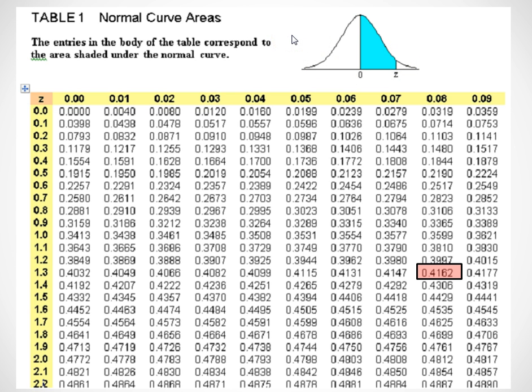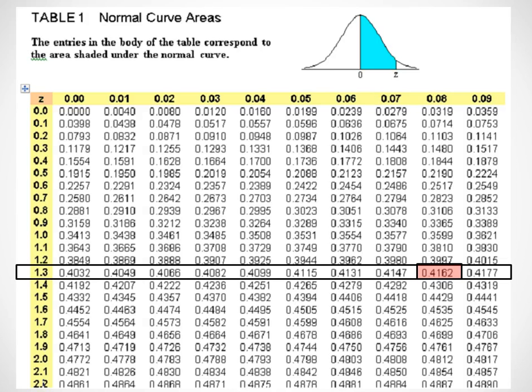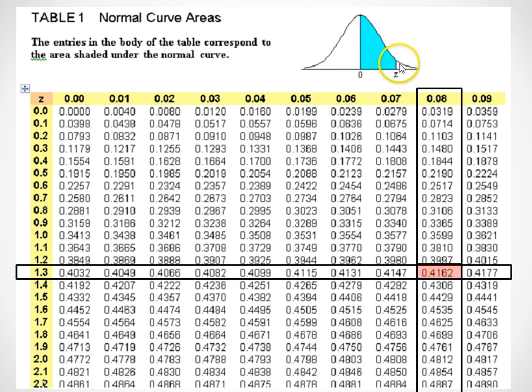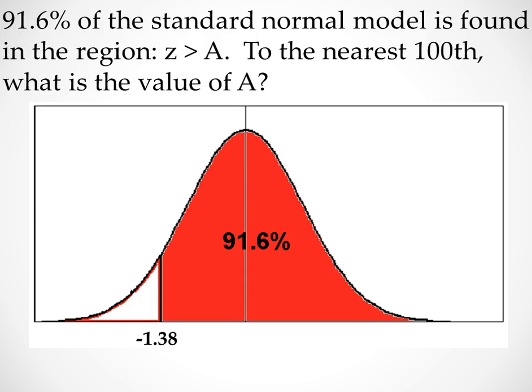Now, finding the z-score that corresponds to 0.416, the tenth is 1.3, a hundredth is 0.08, so a z-score of 1.38 corresponds to a probability of 0.416. Now that's the closest value to 0.416. Now, returning to the problem, we know that a z-score of negative 1.38 corresponds to a probability of this region of 0.416, or a total value of 91.6%, or 0.916.